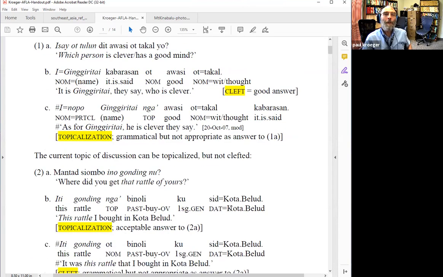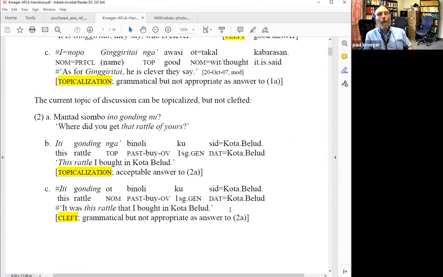Conversely, the current topic of discussion cannot be clefted. So in a question like 2A, where'd you get that rattle? The gunding here, this rattle, is the traditional brass rattle that the priestess uses when she goes into a ritual trance. So the question establishes the rattle as the topic of conversation, and it's perfectly natural to put the rattle in a topic position, like in 2B, but not acceptable to put it in the cleft position in 2C. So these kinds of tests show us that the clefted position is compatible with focus, incompatible with topics. It's what we expect.